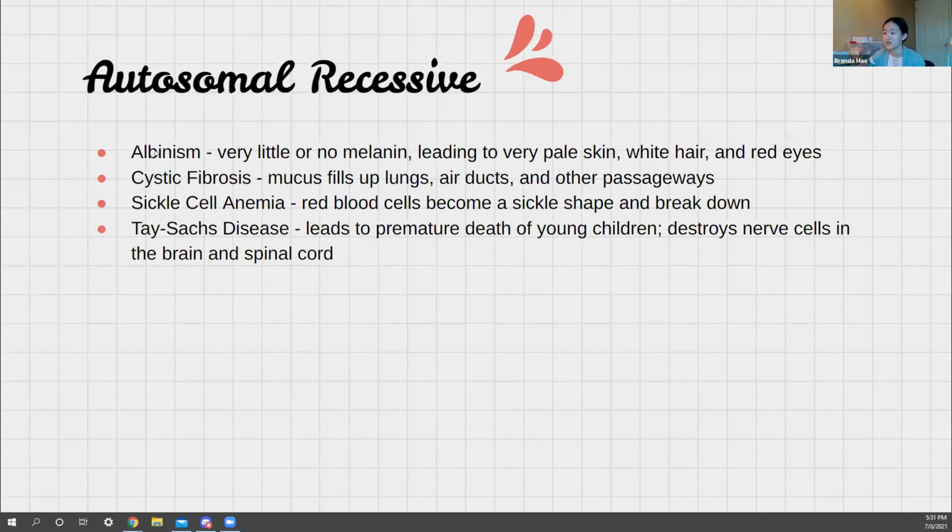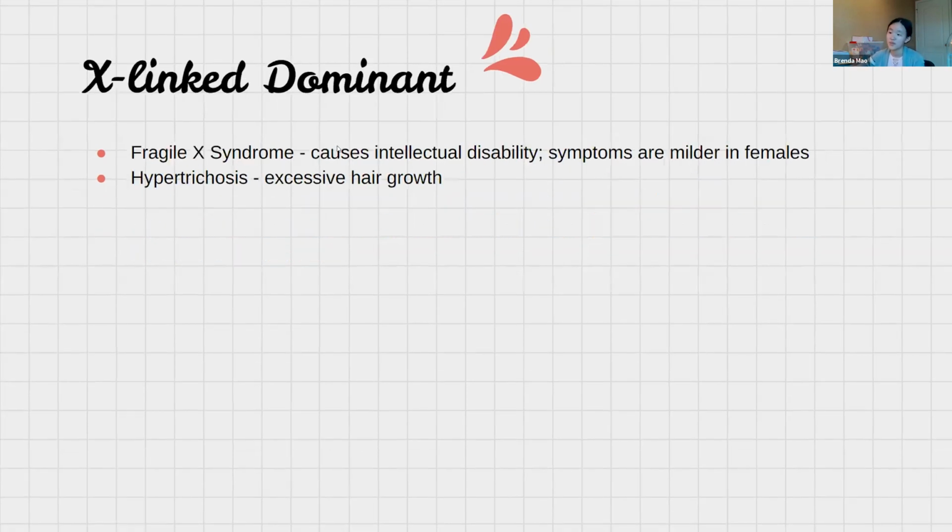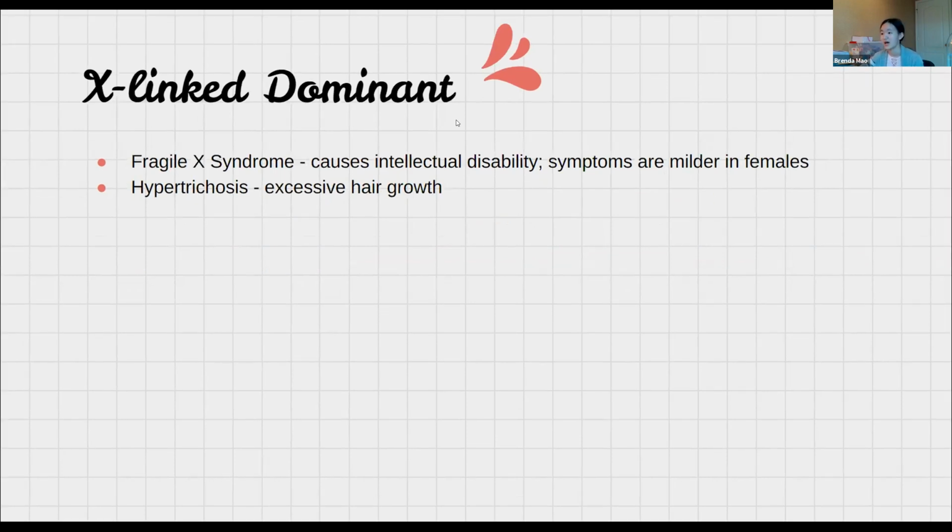And X-linked dominant, there's not a lot, but Fragile X syndrome, which causes intellectual disability. However, symptoms are generally milder in females. And hypertrichosis, I thought this one was interesting. It's excessive hair growth, a lot of hair growth. If you search up a picture, I don't want to be mean, but they really do have a lot of hair.